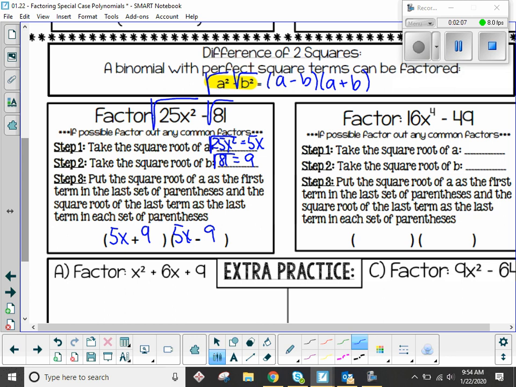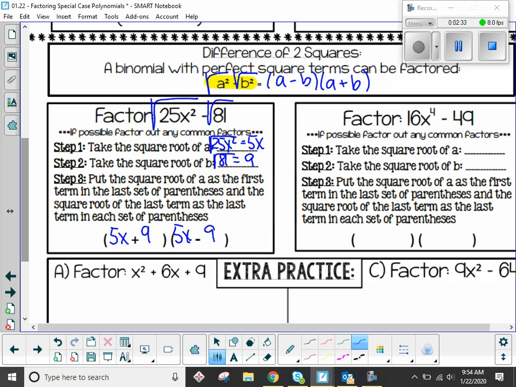Okay. And if you FOILed that back out, you'd get 25x squared minus 81. The middle terms would drop because the signs are opposite, and you would just have 25x squared and then minus 81. Do you remember that formula from all the other algebras you've ever taken in your life? Yeah. Yes. No? Well, it's a pretty easy one. This is my easy one. One of the easiest ones.